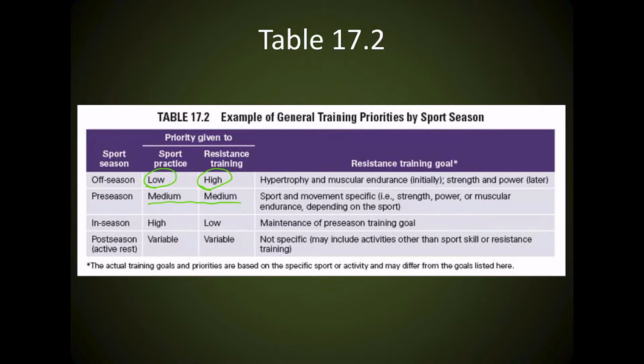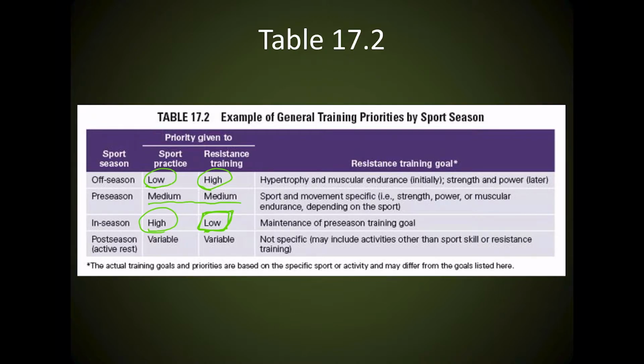And then during the season, the actual sport practice, there's a lot of time that's going to be dedicated to that. And the fact that we have games and competitions that are going to be going on. So we have less time that is now available for the resistance training itself. So that is going to be very difficult to get them into the weight room and keep the strength, the power, muscular endurance, whatever it might be, up.